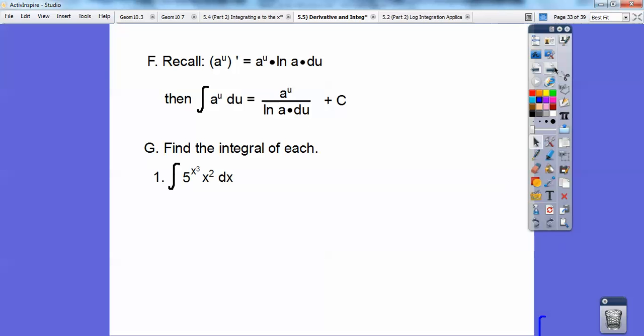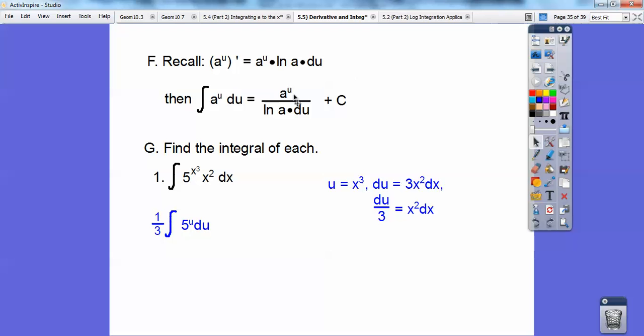So here we go. Find the integral of each. Actually, this is the only problem I'm doing right here. I'm going to do a little u substitution. My u substitution is going to be this exponent right here, so du is going to be 3x squared dx. If I divide both sides by 3, this is my x squared dx right here. So it's 1/3 the integral of 5 to the u.